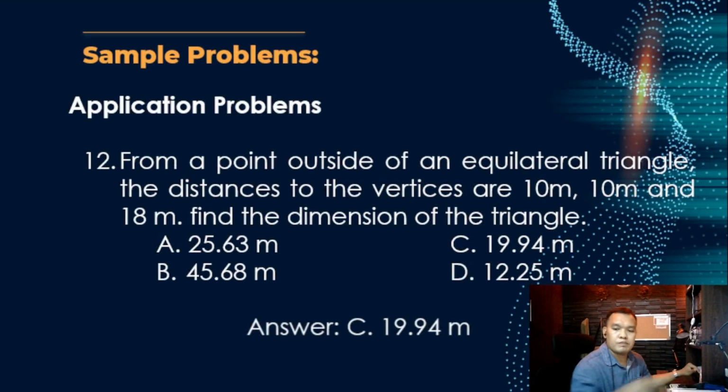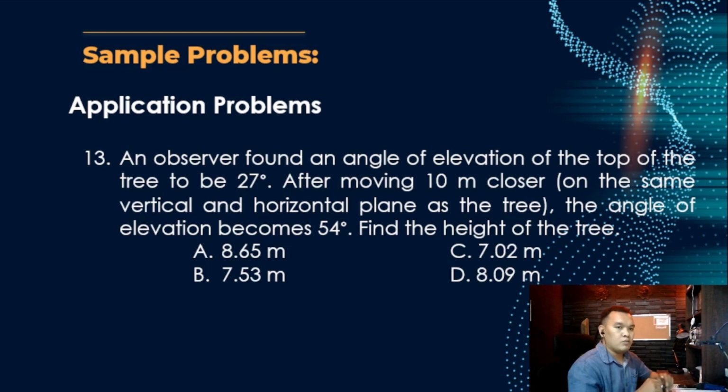Problem number 13. Problem number 13: an observer found an angle of elevation of the top of a tree to be 27 degrees. After moving 10 meters closer on the same vertical and horizontal plane as the tree, the angle of elevation becomes 54 degrees. Find the height of the tree. Okay. So problem number 13.